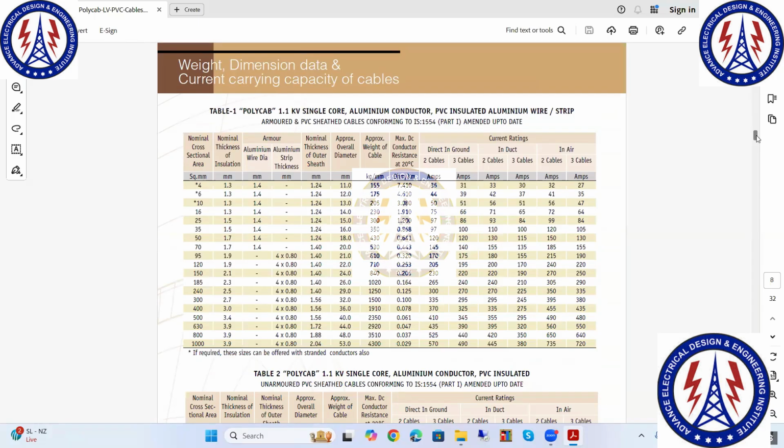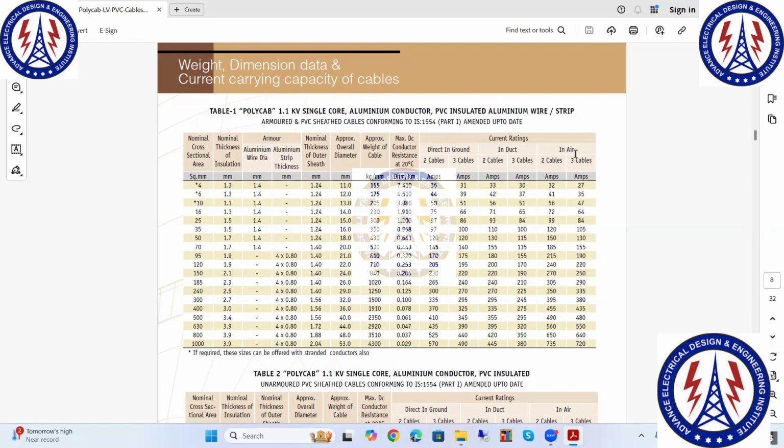So the vendor will define the electrical and mechanical parameters. Mechanical parameters mean: what is the cable diameter, what is the tensile strength of the cable, like that. Electrical means AC resistance, DC resistance. What is the current rating? Current rating in ground, duct, and in air.